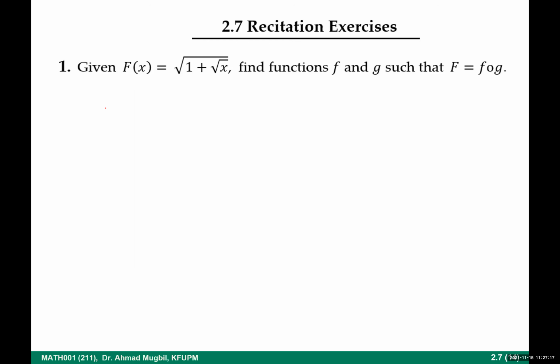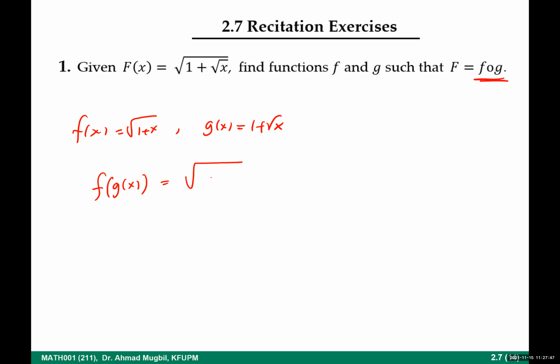Yes, please. G of X is 1 plus square root of X, so we can put G of X here to be 1 plus square root of X. And F will be what? Square root of 1 plus X. No, it will be too much if you did that. Let's try. You said square root of 1 plus X. Is that right? Let's apply it. What will be F of G? Because he asked about F circle G.